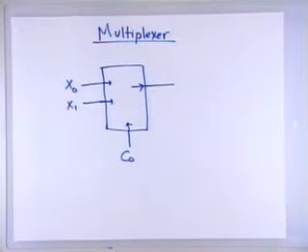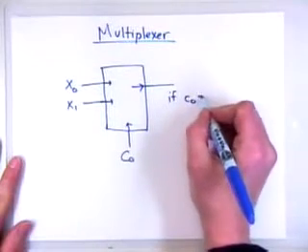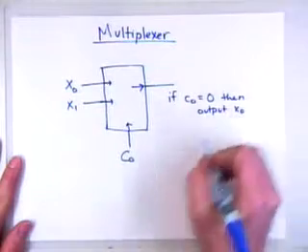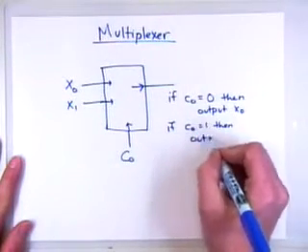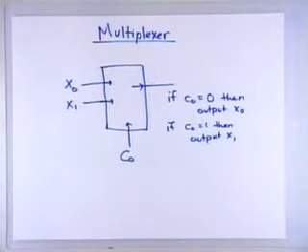Okay, so C0 is my control bit. So my output's going to be, if C0 equals 0, then output X0. If C0 equals 1, then output X1. So it's like a switch. So it's as if I had 2 lines here, and if I flip the switch up, it's going to give me X0. If I flip it down, it'll give me X1. So a multiplexer is basically a switch.